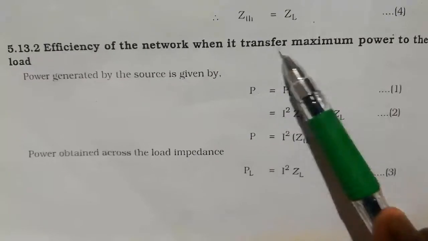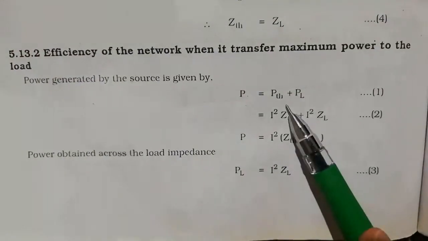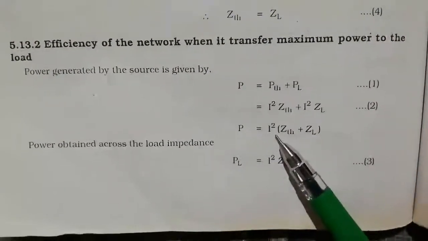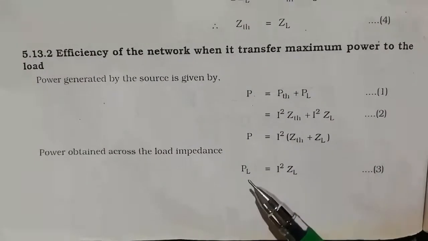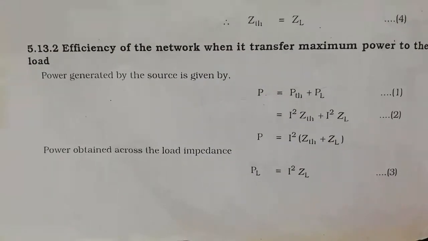Efficiency of a network when it transfers maximum power to the load. That is, the power generated by the source is given by P is equal to PTH plus PL. That is I square ZTH plus I square ZL, where I square is common, I square into ZTH plus ZL. So the power obtained across the load impedance PL is equal to I square ZL.